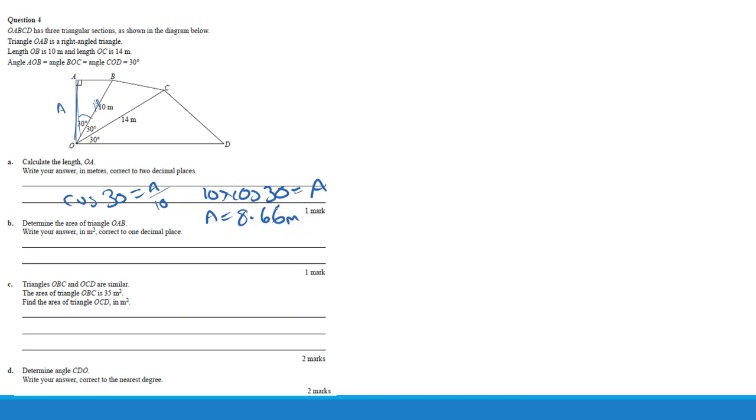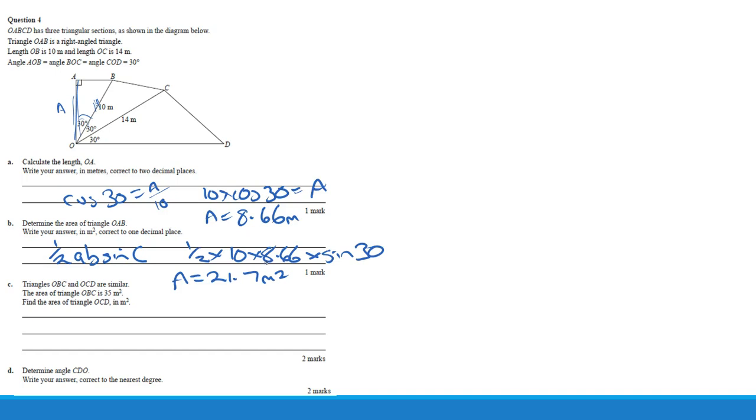Part B. Determine the area of triangle OAB. Now we have 2 sides and the included angle. So you're going to use the method that you know: half ab sine C. So half times 10 times 8.66 times sine 30. And the area equals 21.7 meters squared.